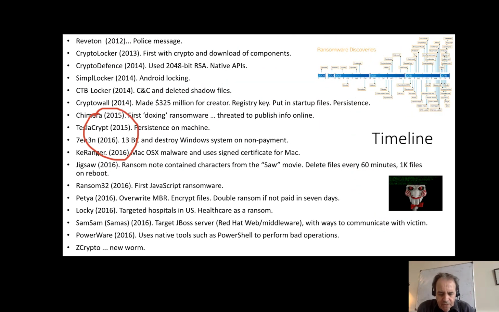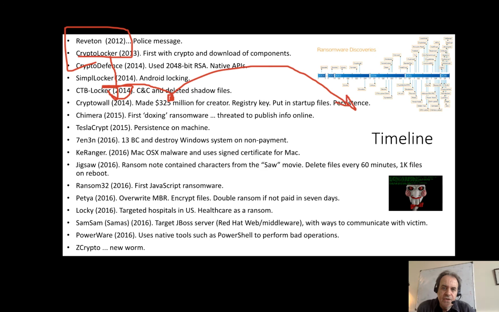So here are some examples of ransomware. From 2012, there was Reveton, which displayed a police message. Went through to serious ransomware in 2014 with CryptoWall, which made its authors 325 million from there. It was one of the first to stay persistent on a machine. Then there was a doxing ransomware in 2015. We then went through with the first JavaScript ransomware in 2016.